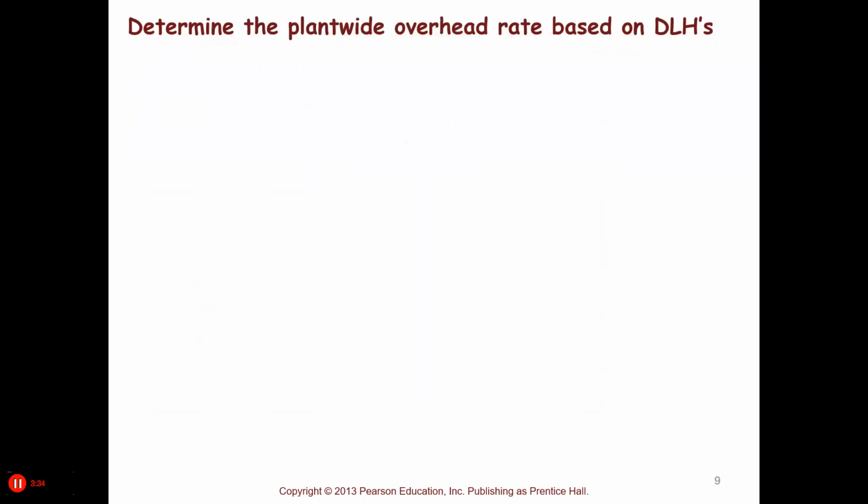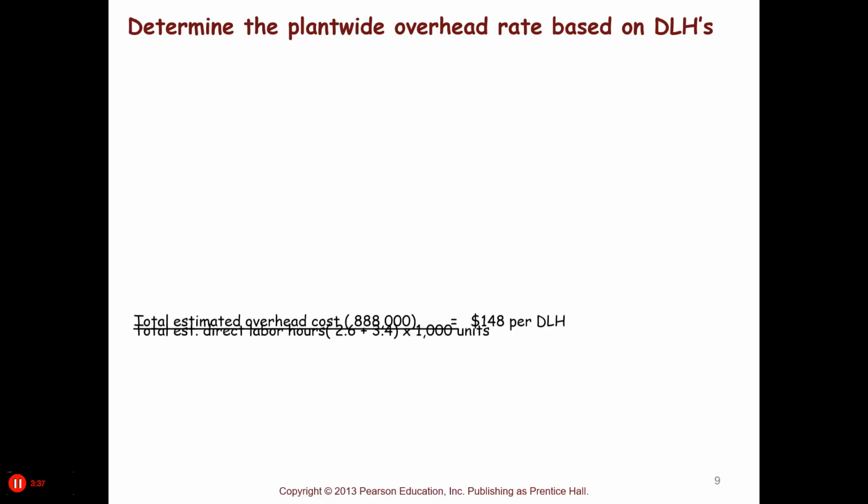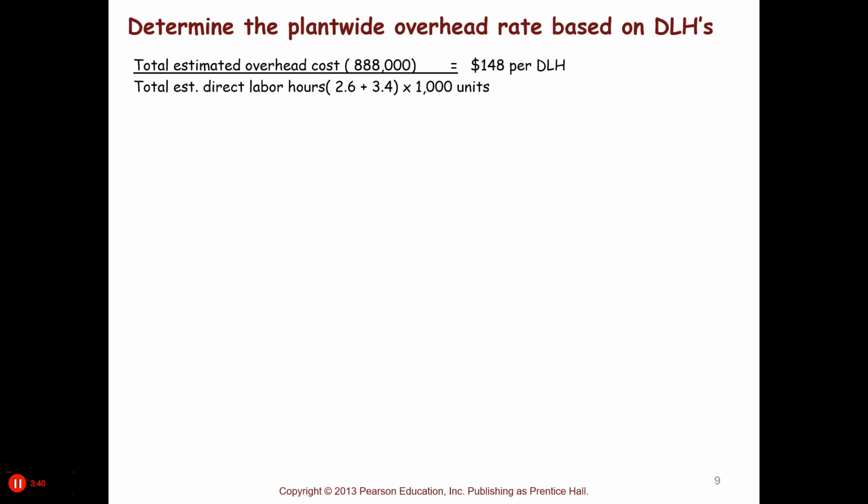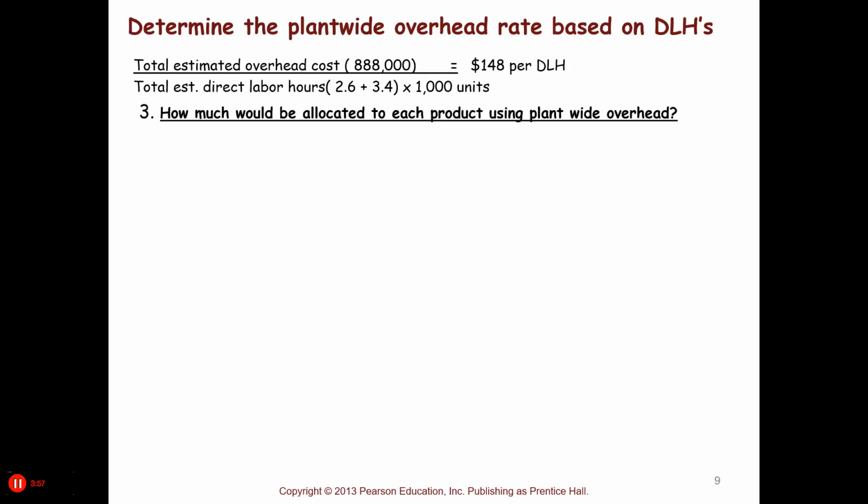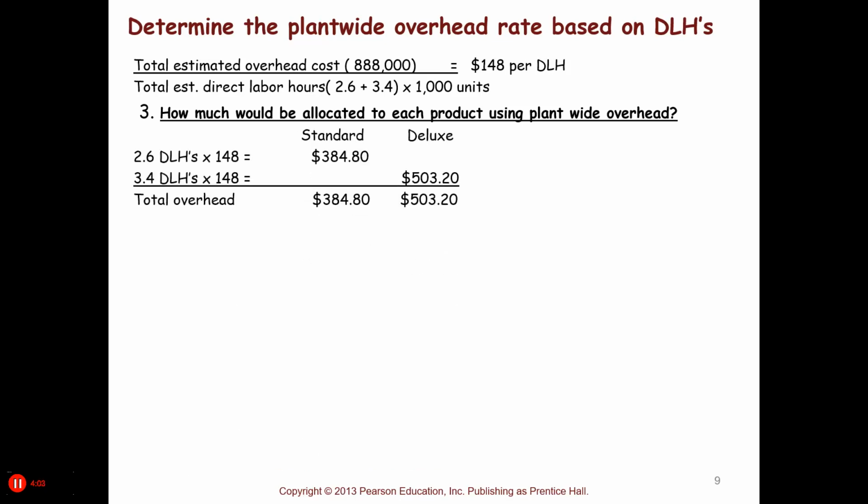Then we're going to determine the plant-wide overhead rate based on direct labor hours. In this case, we're going to take our total estimated overhead costs, which we just calculated, divided by the total estimated direct labor hours, which is 148. And then how much would be allocated to each product using the plant-wide overhead? It would be $384.80 to the standard and $503.20 to the deluxe. Now make sure when you're doing this you use the direct labor hours because they show 2 hours in the problem.